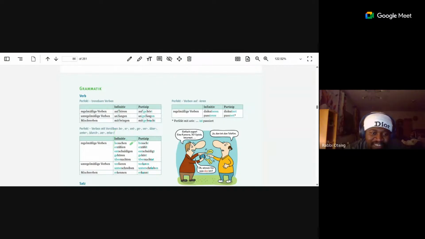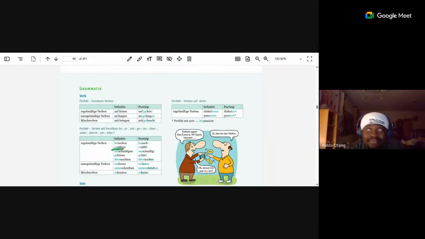So suchen is gesucht, which is an inseparable verb. With inseparable verbs, you can't bring the ge in between them, so you just add your t at the end. Then erzählen is to tell. This is an inseparable prefix. You can't say gegetellt, because if I'm saying he told me about the story, he told me the story.